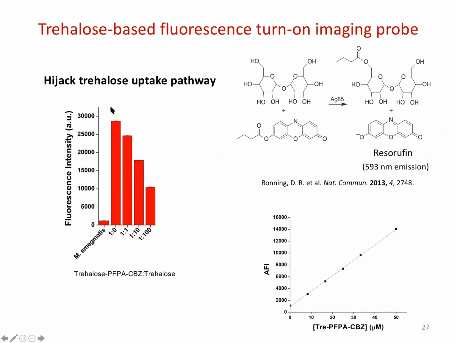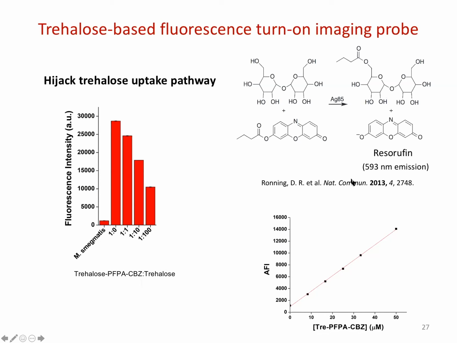So we first did some mechanism study to see which pathway the probe is taken up by mycobacteria. On the left here, we mix our probe with free trehalose at different ratios. You can see the more free trehalose we have, the lower the fluorescence intensity. So that tells us that it is hijacking the trehalose uptake pathway.